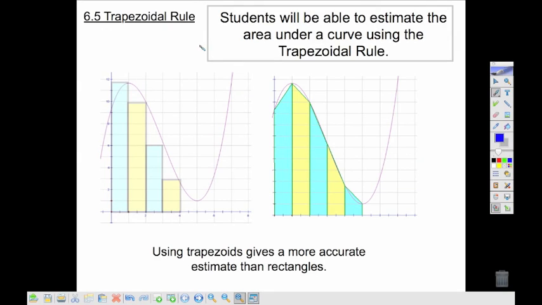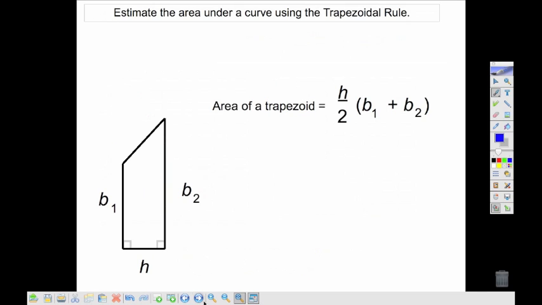In this section, we're going to use the trapezoidal rule to estimate the area under a curve. This might be used if we can't calculate an integral, but our rectangular approximation methods are pretty inaccurate. We see a lot left off. By using trapezoids, we're going to stay a lot closer to the curve as we move from left to right.